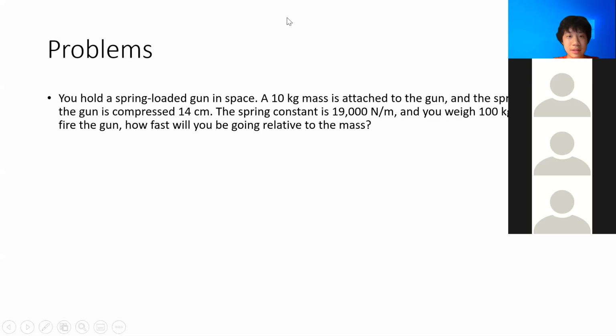I've got this problem here, a little combination of energy and momentum. So if time allows, I'll give you guys 5 minutes to do this one as our last problem for today, and then I'll go over it. So once you've got your answer, please chat that to me, and I'll let you know if you're right or not.